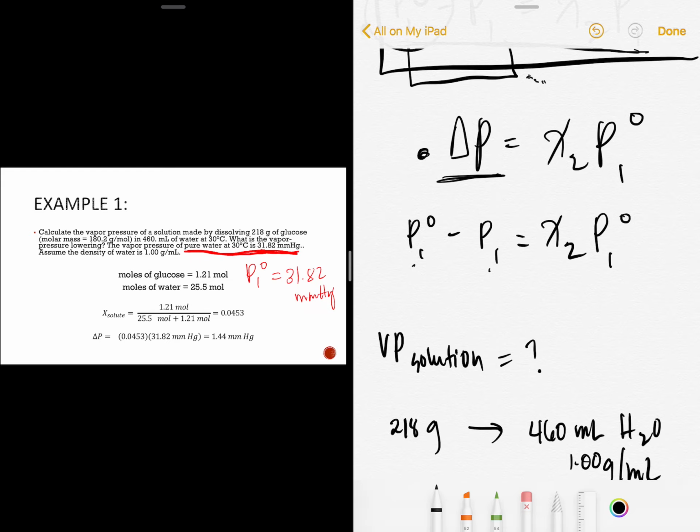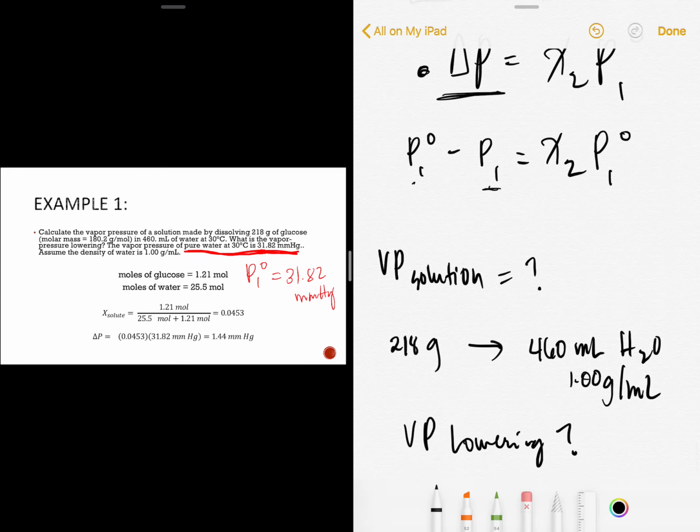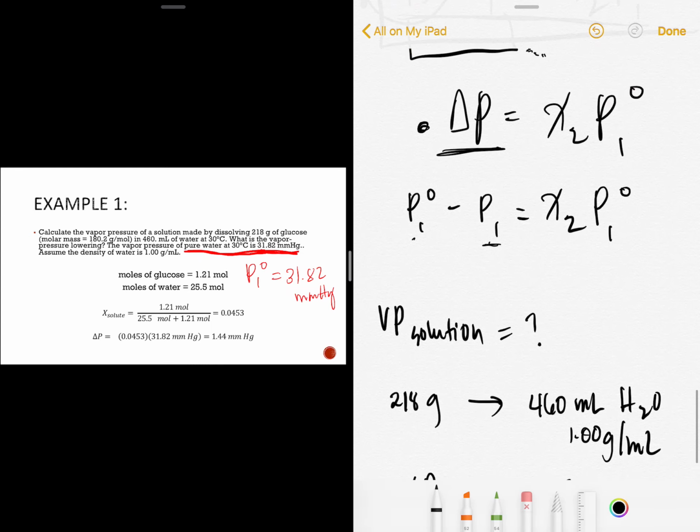So, you are given the P1 naught. You are looking for the vapor pressure of the solution and the vapor pressure lowering. You can only solve for the vapor pressure lowering if you know the vapor pressure of your solution. And this is the vapor pressure of your solution. So you're solving for this one. Now, were you given the value for the mole fraction? No. But you were given the grams of your solute and your solvent.